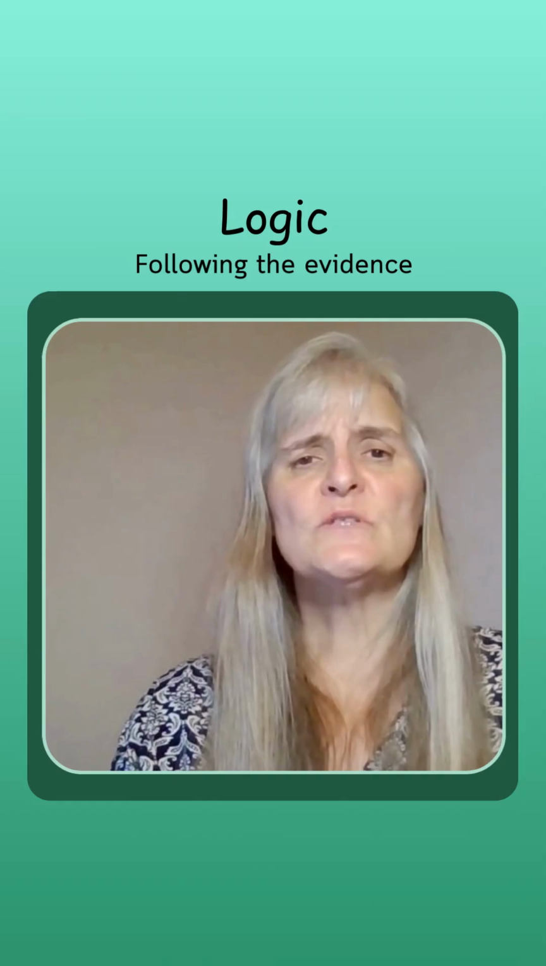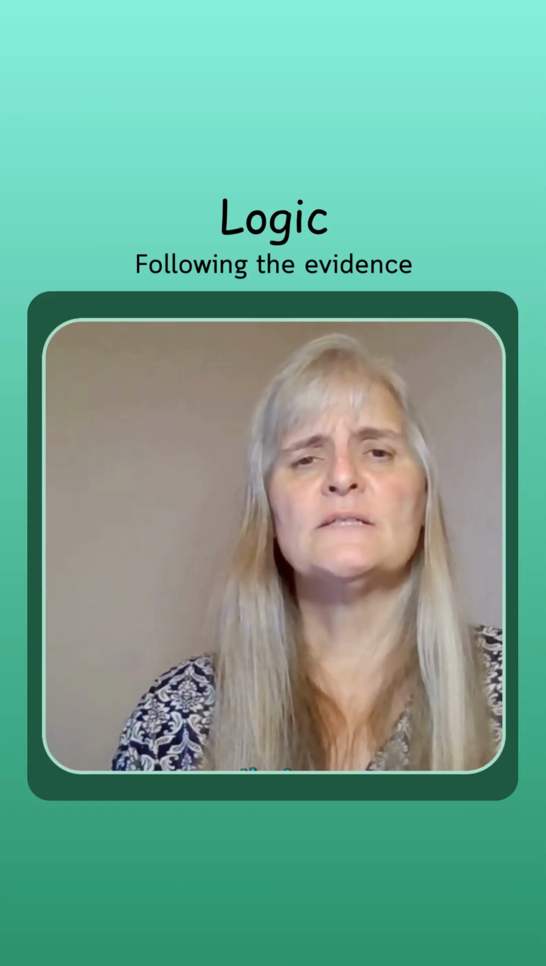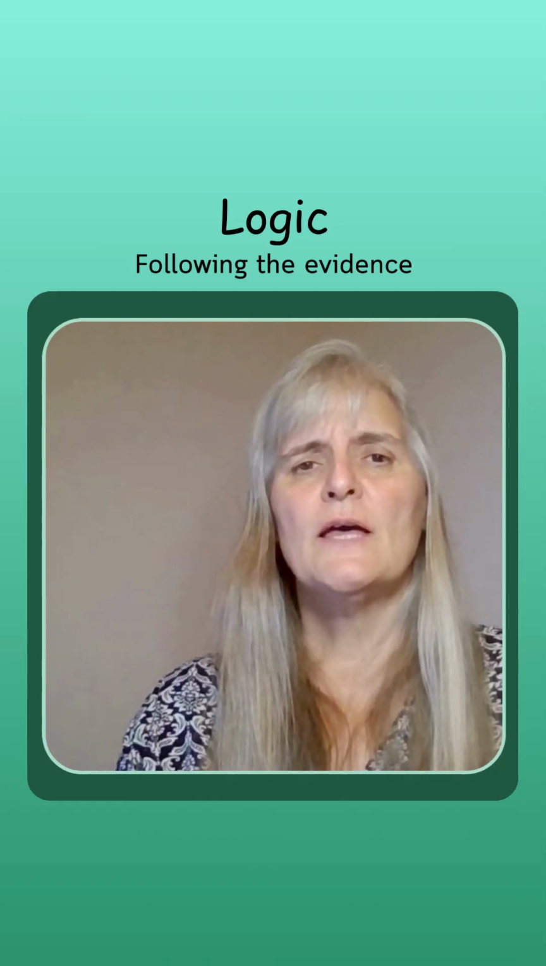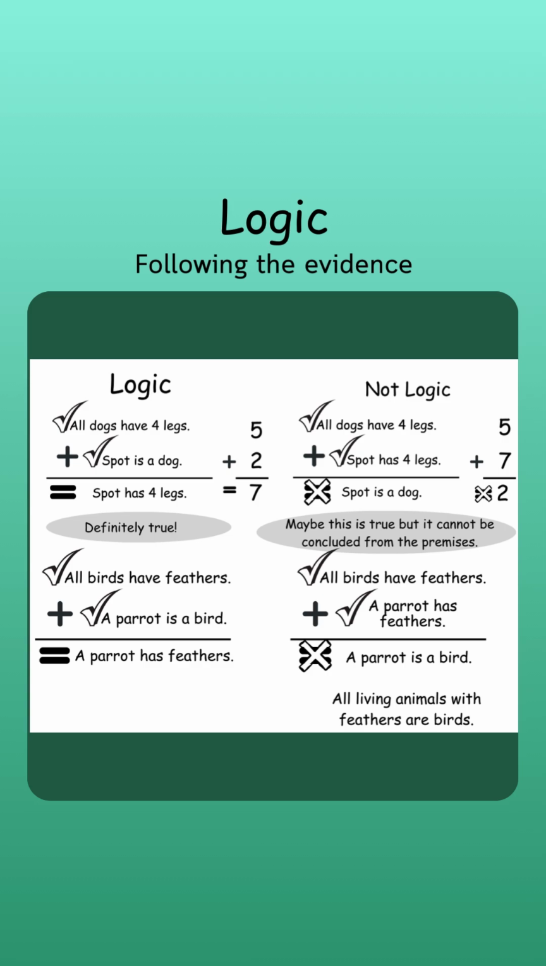So I just want to use a couple of examples that I made a graphic of. All dogs have 4 legs. Spot is a dog. So therefore, using that logic, so the premise that all dogs have 4 legs and that Spot is a dog, those two things are true. So we can logically conclude that Spot has 4 legs. So all dogs have 4 legs, Spot is a dog, so therefore Spot has 4 legs.